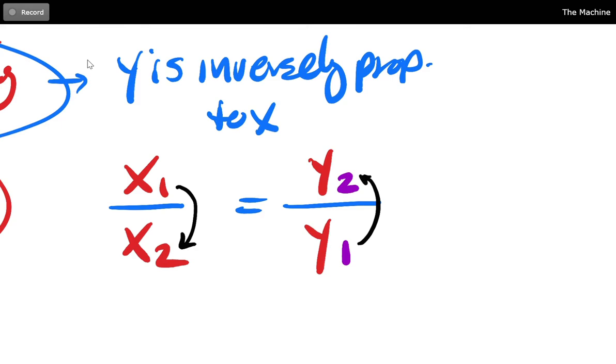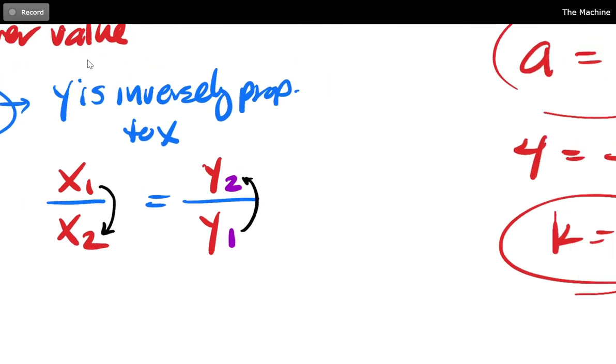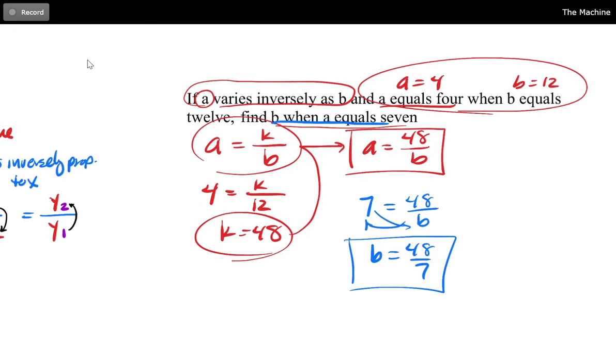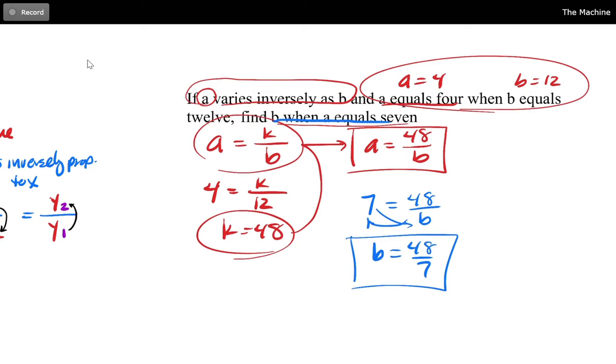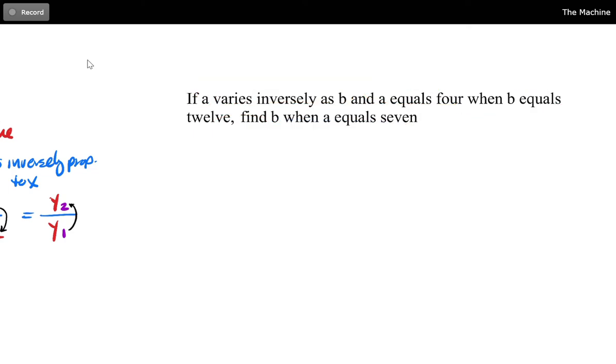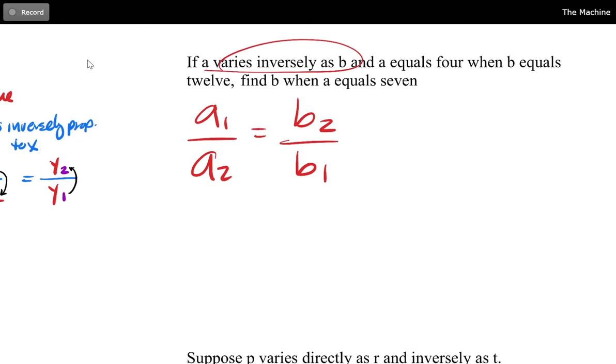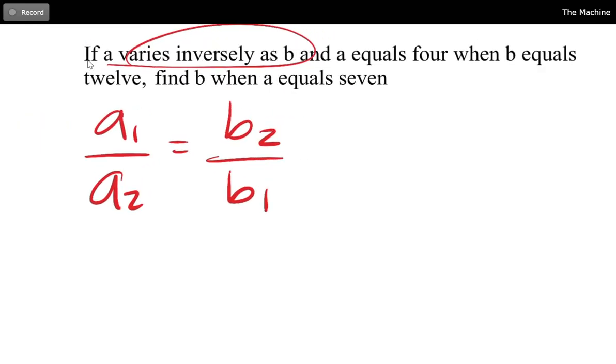on the right. Okay, so now let's come over here and let's try this one. And we'll see what we can do with a proportion. So A varies inversely as B. Okay, so that would be an A1 compared to an A2 is equal to a B2 compared to a B1. Great. Now let me plug in the values. Oh, let me go through and identify 1s and 2s.